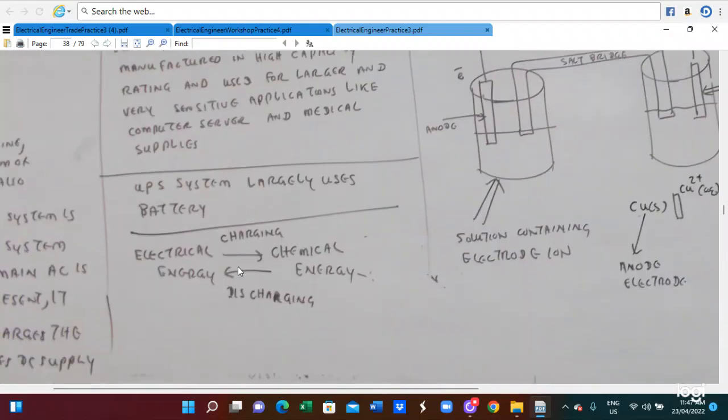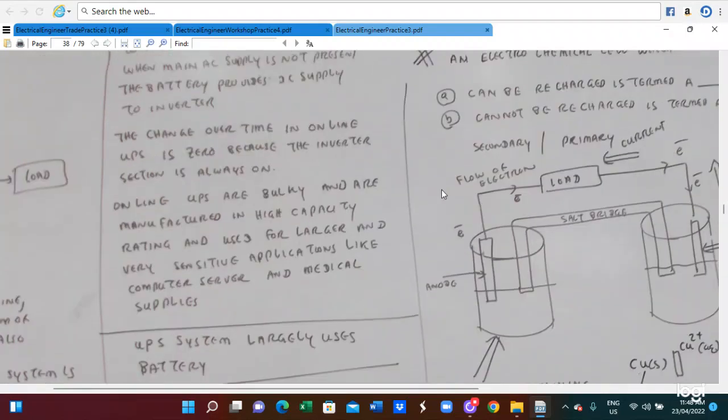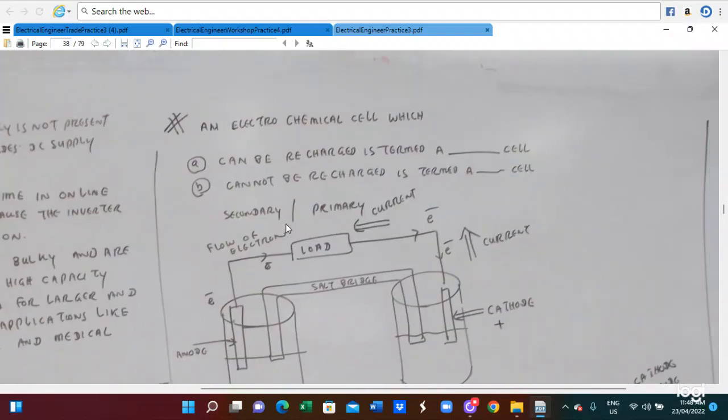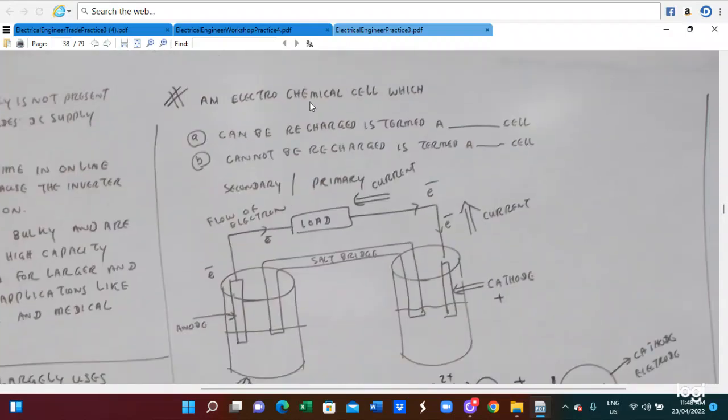So the UPS system largely uses a battery system. During charging time, electrical energy is converted to chemical energy, and during discharging time, chemical energy is converted to electrical energy. This is when the charger is connected. The electrochemical cell can be recharged.